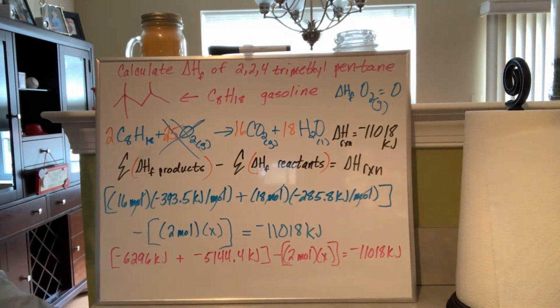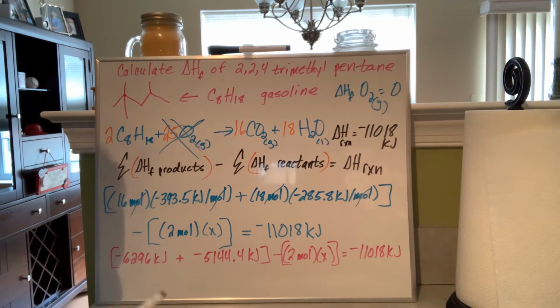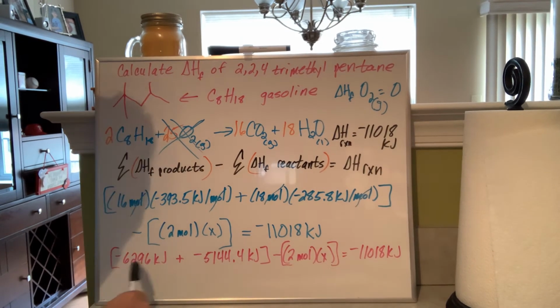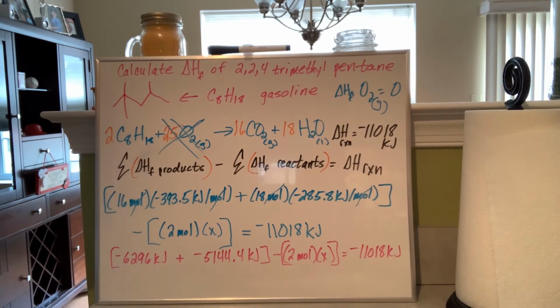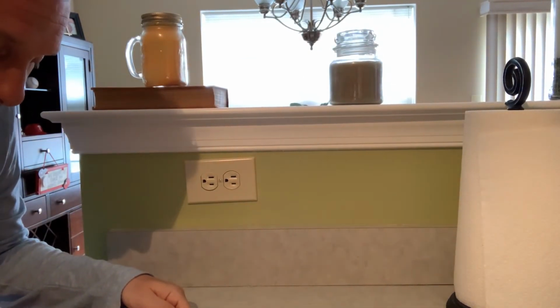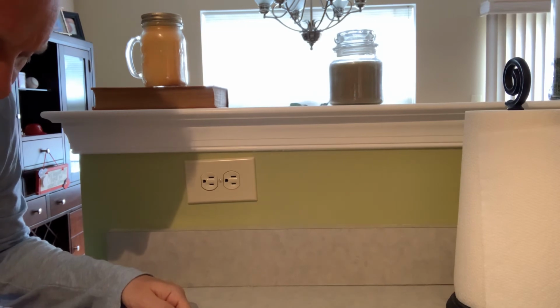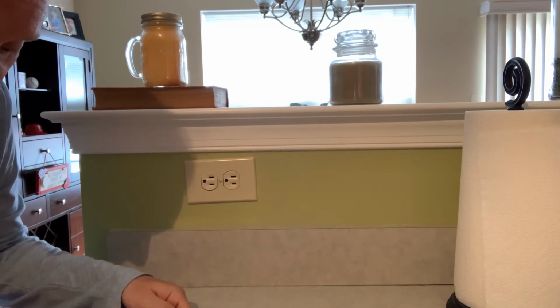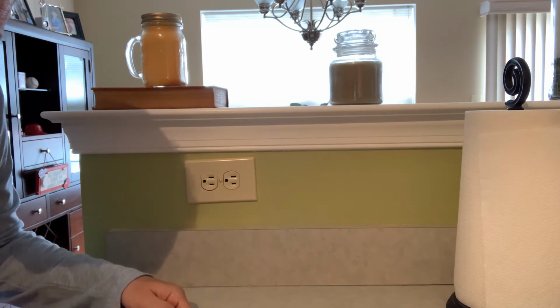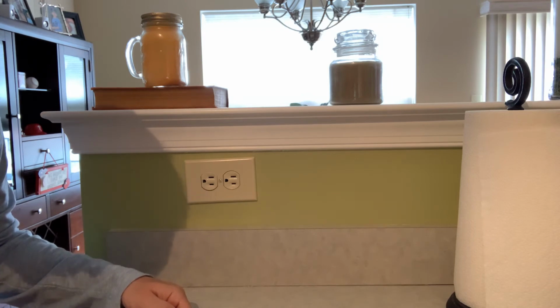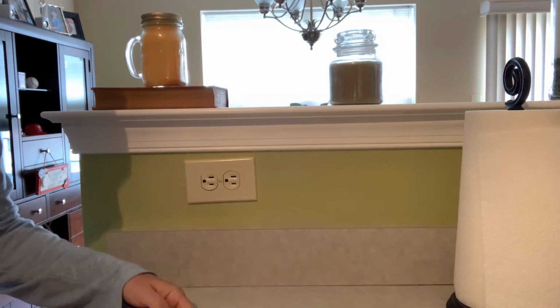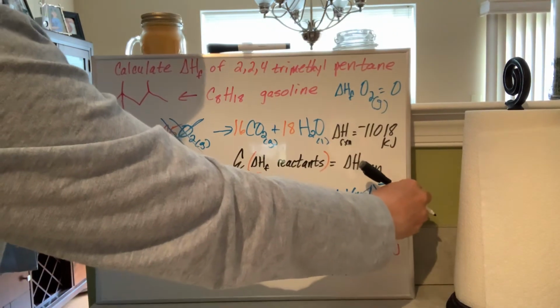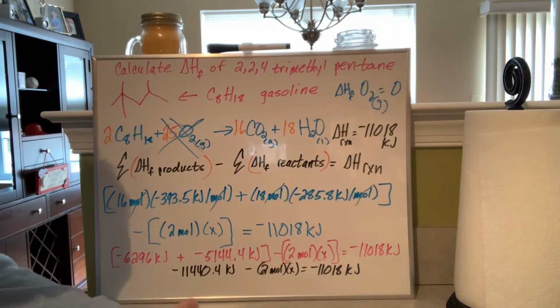Okay, so let's do some more combination here. All right, we can combine negative 6296 plus negative 5144, and that gives me negative 11,440.4 kilojoules, minus 2 moles times X equals negative 11,018 kilojoules. Okay, then from here, the math should be relatively simple, right?